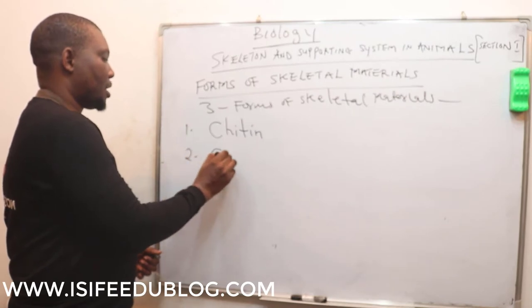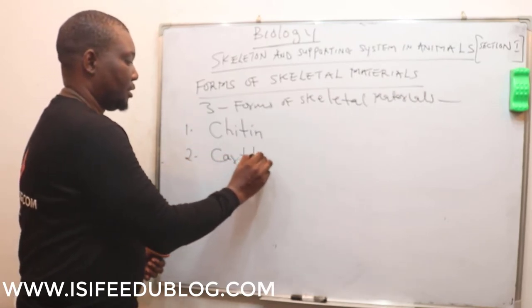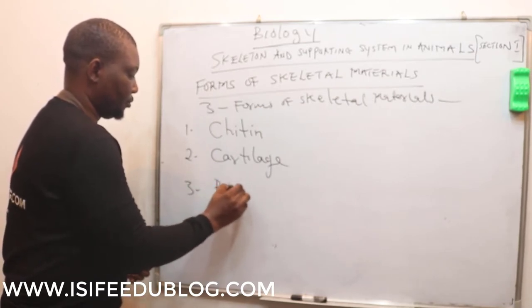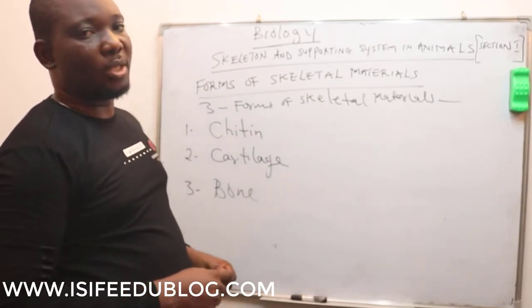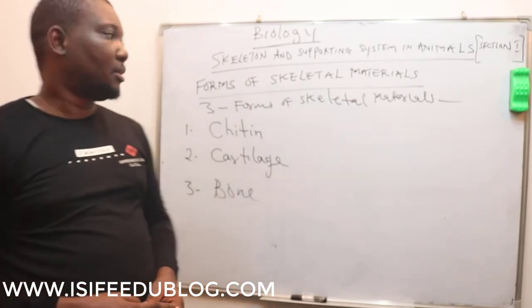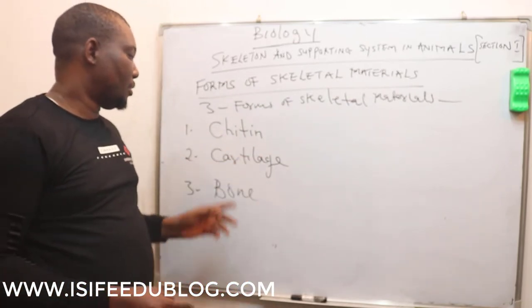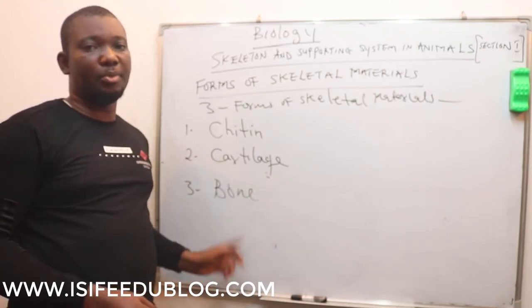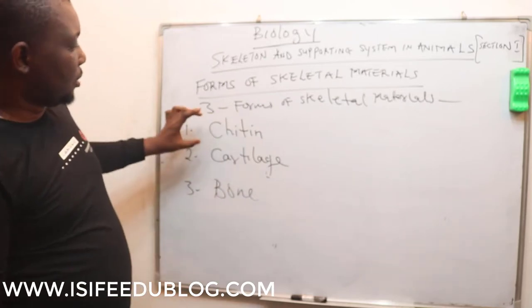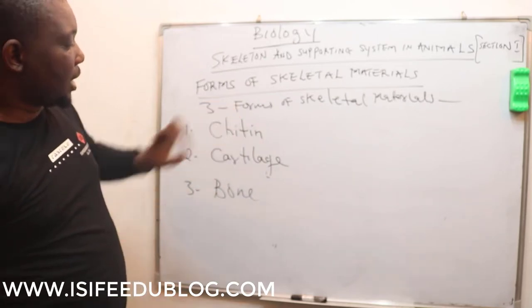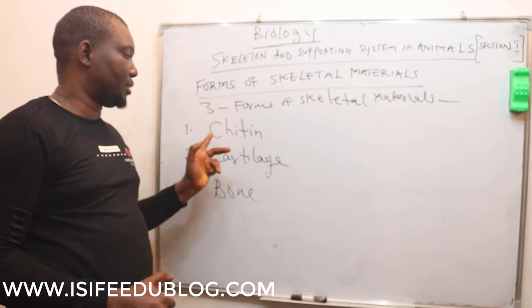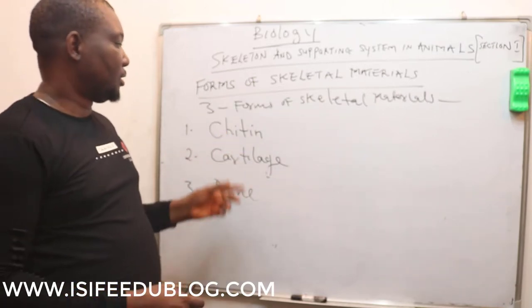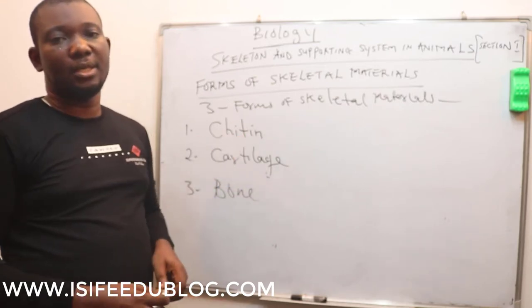Two, cartilage. And then three, bone. So what are the three skeletal materials? One is chitin, two is cartilage, and then three is what? Is bone. We're going to look at these three skeletal materials and look at examples of organisms that operate with these kinds of skeletal materials.